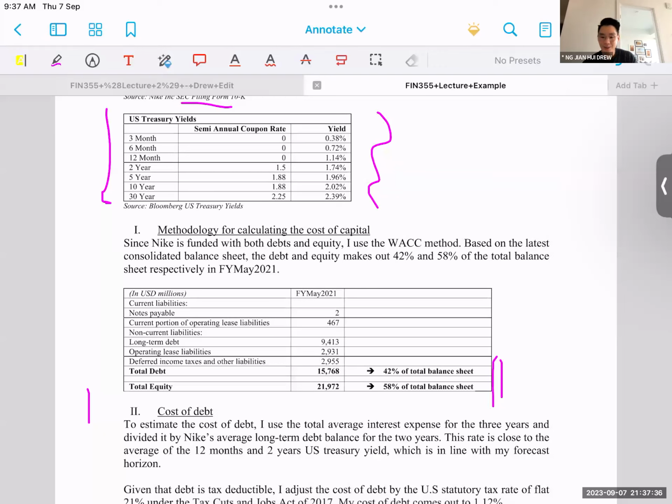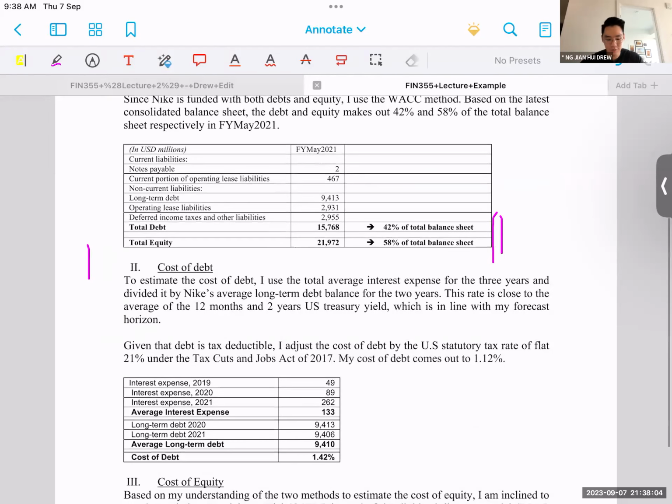Okay, any more? That's very good. That's a very good point also. You shouldn't even use the balance sheet. Very good. We must use the market value of debt and equity. So those two points are correct. Those are the correct parts. Okay, let's move on.